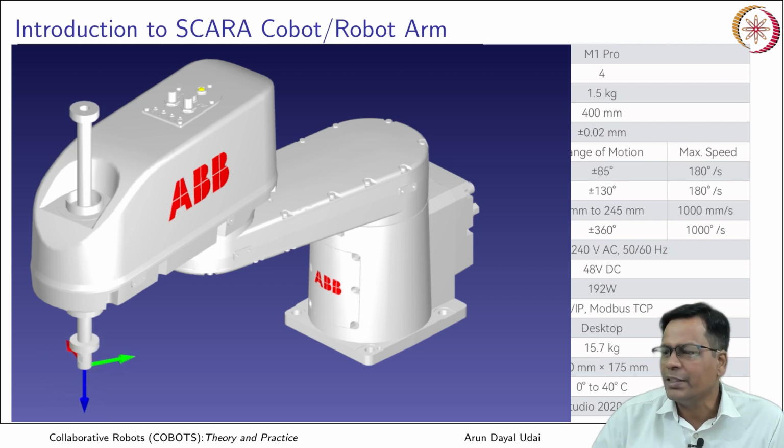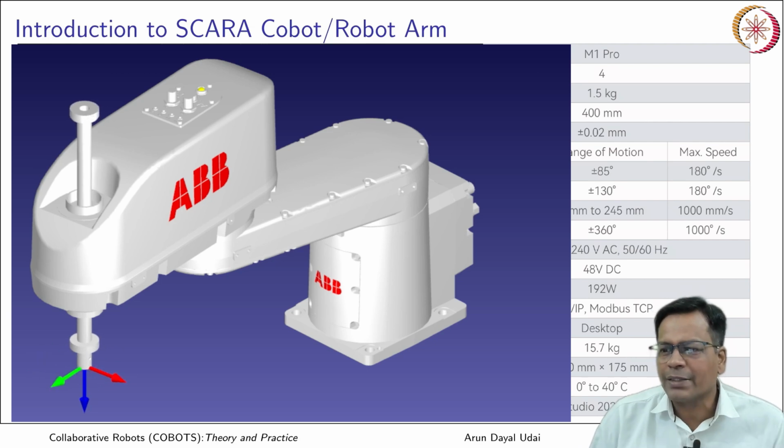So you have at least 3 revolute axes here and all the axes are parallel to each other and perpendicular to the ground. Okay, this is a standard robot.